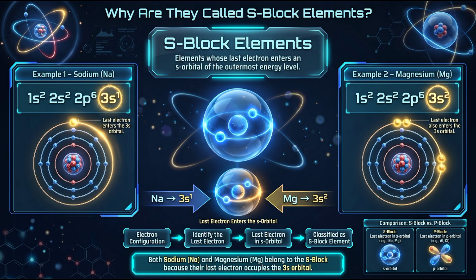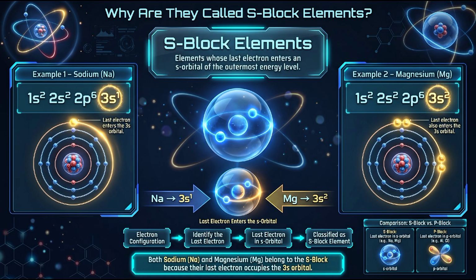Every atom contains electrons in s orbitals because electron filling always begins with the 1s orbital. However, an element is called an s-block element only if its outermost or last electron occupies an s orbital.